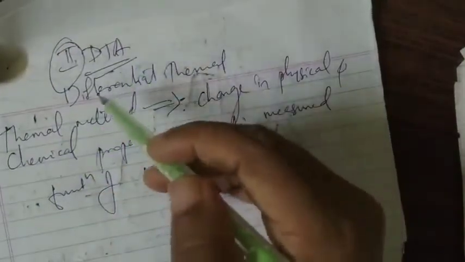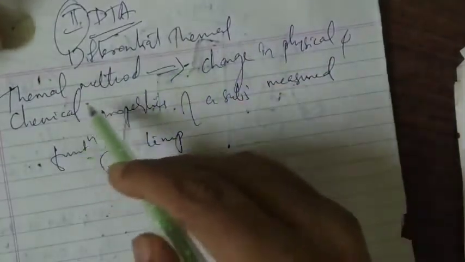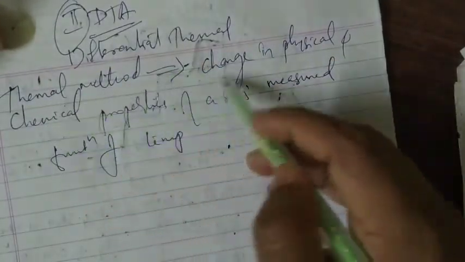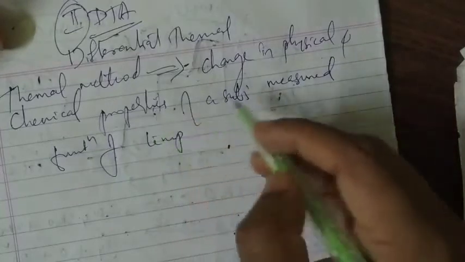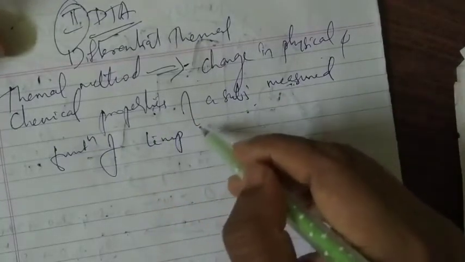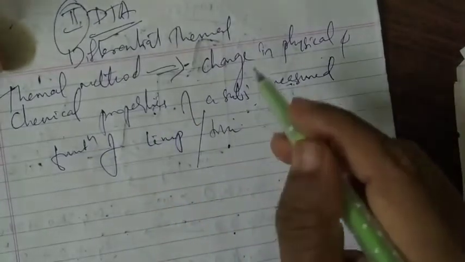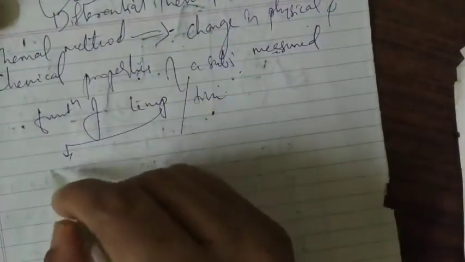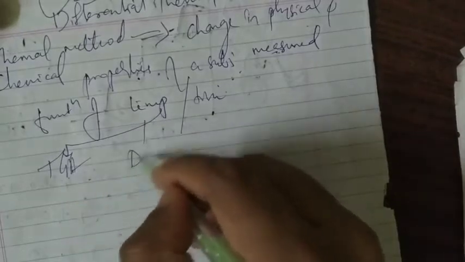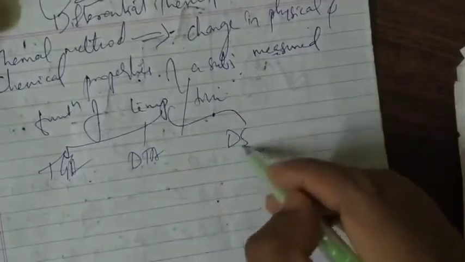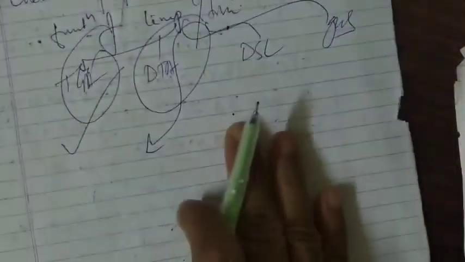So this is the important point here. Same thing as TGA, this is also a thermal method of analysis where the change in physical and chemical property of a substance is measured as a function of temperature or time. And as we have seen in the first video, this is classified into different methods: TGA, DTA, what we are learning, then DSC, and then gaseous analysis. We have completed TGA, and now we are going to touch upon your DTA. So what is this DTA?